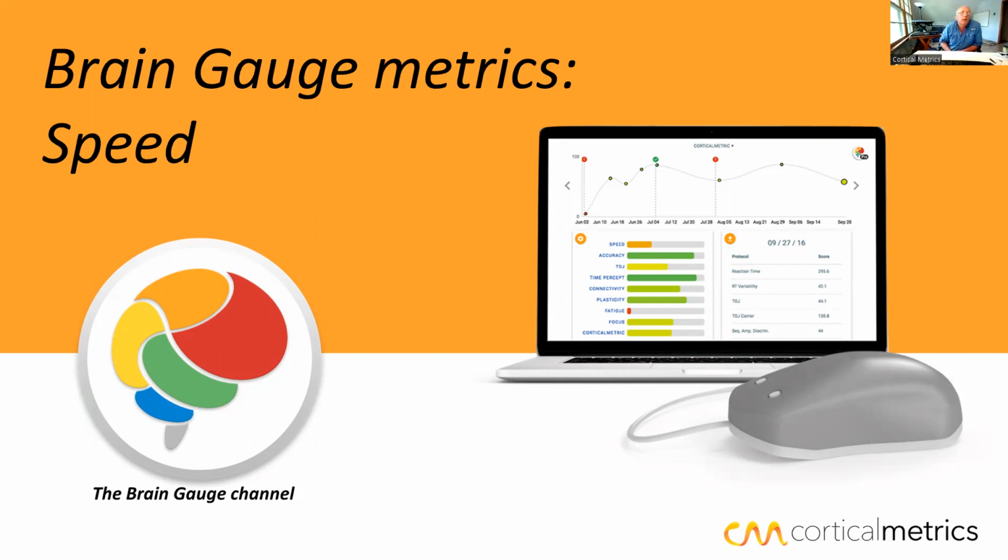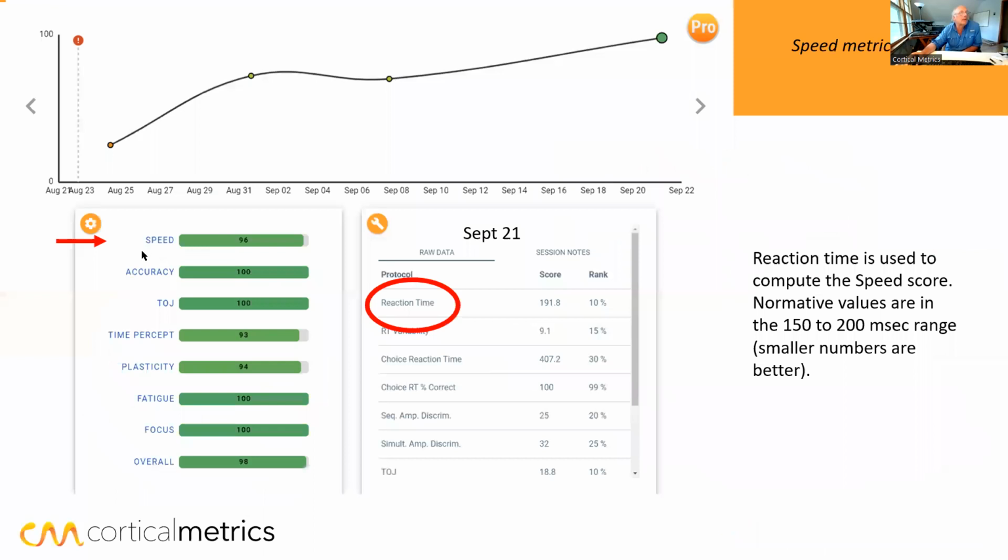mode they want. Now, in some setups for the Brain Gauge, especially the older ones, the response is on a different hand than where the stimulus is felt. But basically, it's a very simple test. Everybody seems to understand what's going on with the reaction time test. And the reaction time, as I mentioned, shows up in the speed metric.